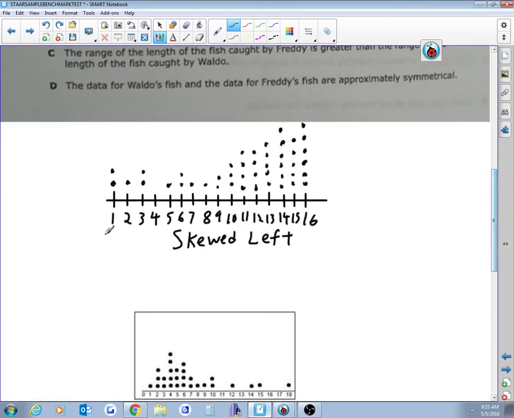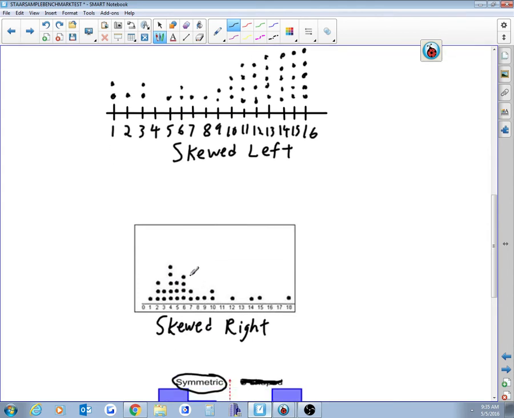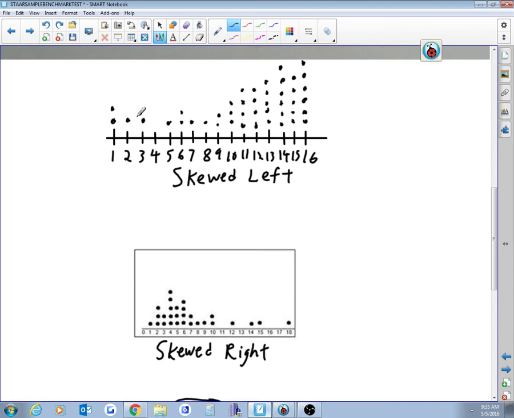Skewed? Here's what a left skew looks like. Left skew is more heavily concentrated on the right side. There's fewer points on the left side. It's called skewed left. It's a left skew when there are fewer on the left side. Here's a right skew. This is skewed right because there are fewer points here on the right side of the graph. They're more concentrated over here on the left side. So this is skewed right. This is skewed left with fewer on the left. This is skewed right with fewer on the right.